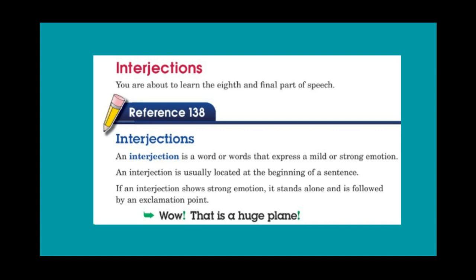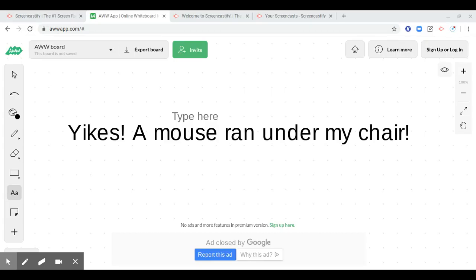As you can see in the example below, wow comes at the very beginning, which usually is true about interjections, and this one shows such strong emotion that it stands alone. So, wow, exclamation point, that is a huge plane. And then there's another exclamation point at the end of that sentence. Now we're going to look at an example sentence together.